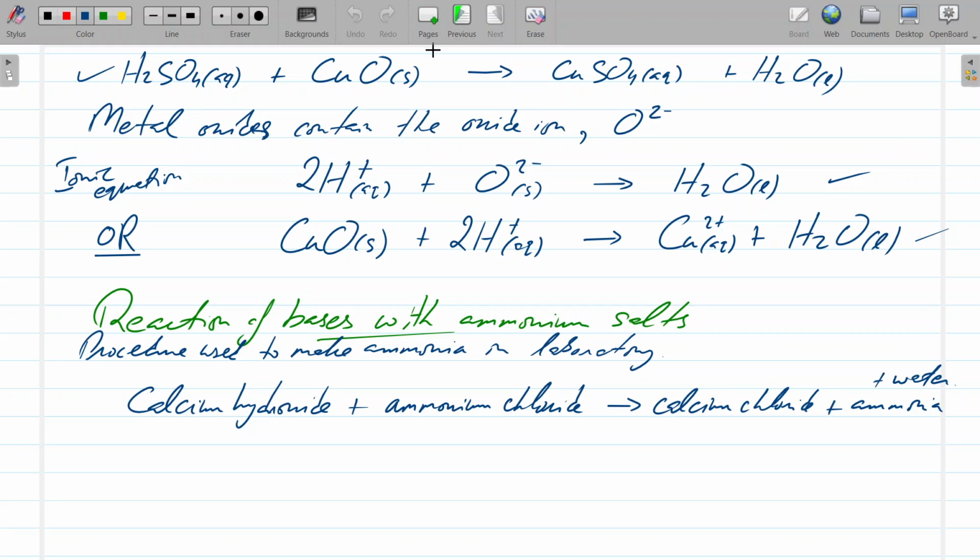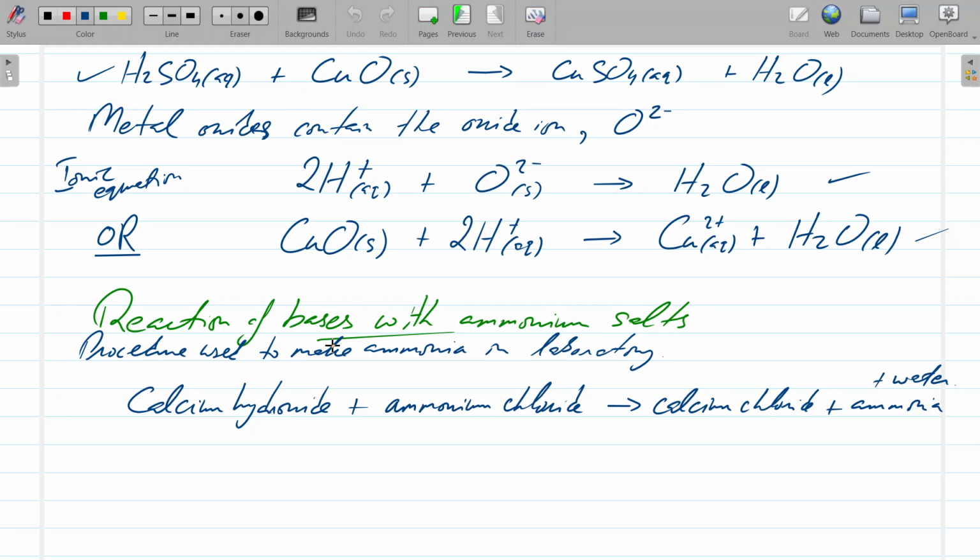An ionic equation just looks at how the ions are changing, right? For example, over here you've got hydrogen ions, you've got the oxide ion. We're looking at how the ions are reacting to form the compound, in this case water. Or how the compound copper oxide is reacting with the hydrogen ions. Water is being formed, and then the copper ions are being produced, which will react with the sulfate ions to form copper sulfate.